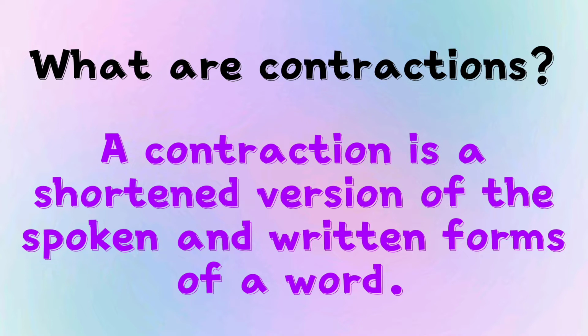A contraction is a shortened version of the spoken and the written forms of a word. In this, a word is given to you and you have to speak it or write it in its short form. इसमें जो वर्ड आपको दिया जाता है उसे अगर आपको लिखना है या बोलना है तो उसका शॉर्ट वर्जन यूज़ करना है. That is the contraction form. Once again, a contraction is a shortened version. This is the short way of writing or speaking a particular word.